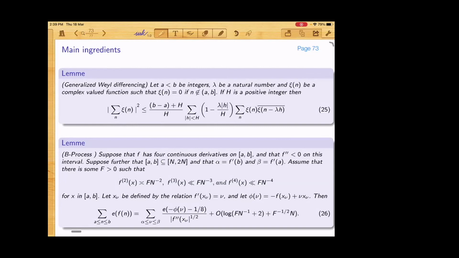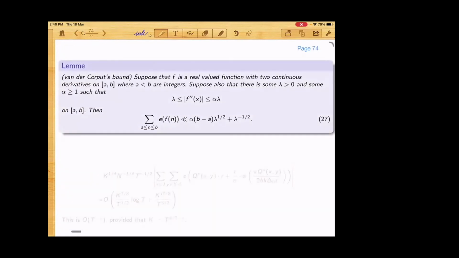So the Weyl shift reduces the original sum to a more tamely oscillating one, of course at the cost of loss of some accuracy, but we have managed to do that. And then the Van der Corput lemma, this is the one we have used in the other parameter.